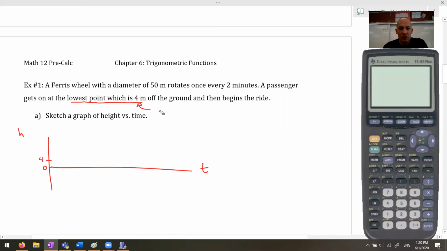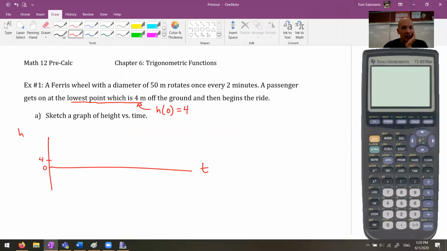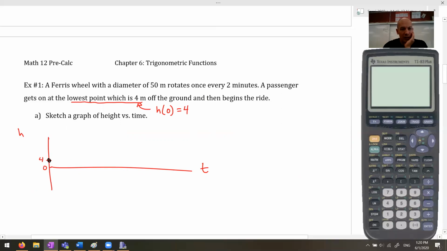What we could do is even use function notation. We could say height at time equal to 0 is equal to 4. So right there, we're going to plot a point, and we're going to say that our height at time equal to 0 is a height of 4.